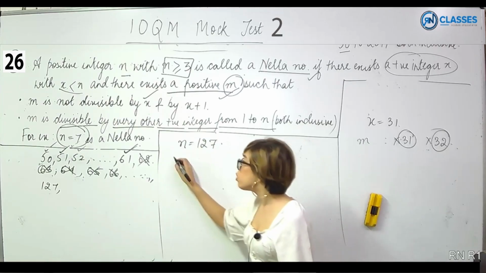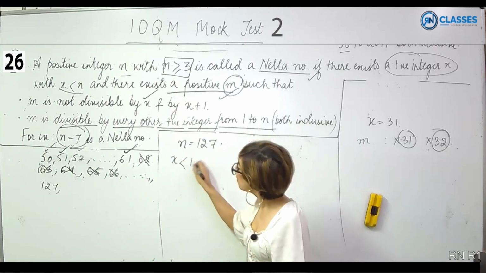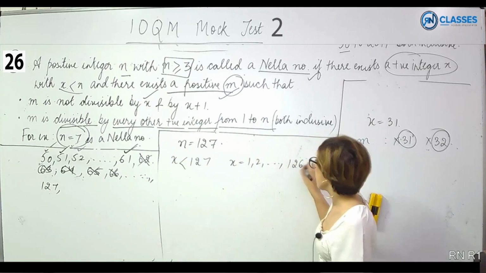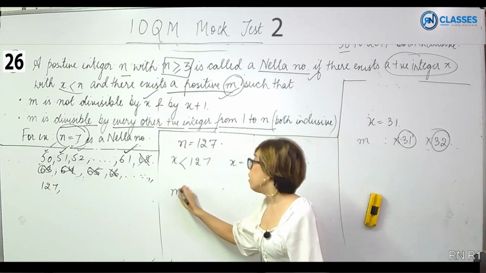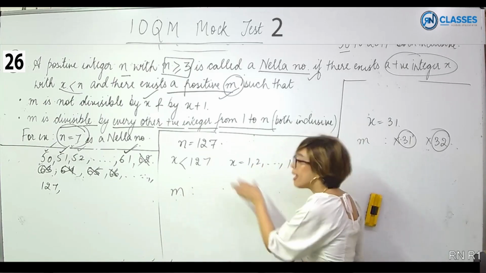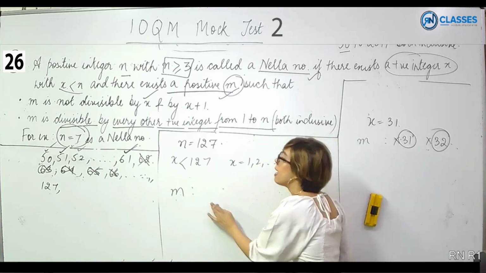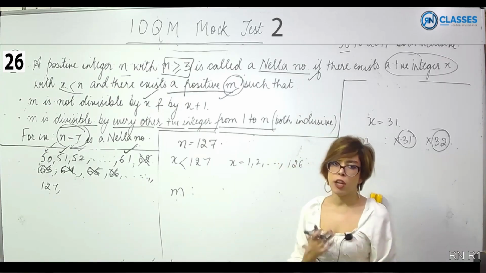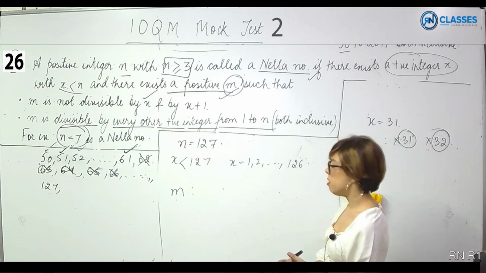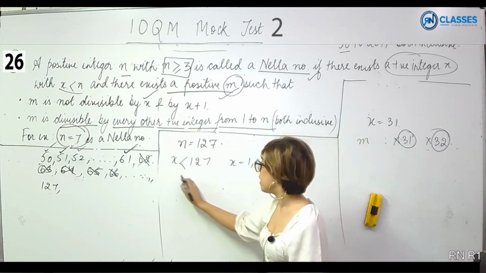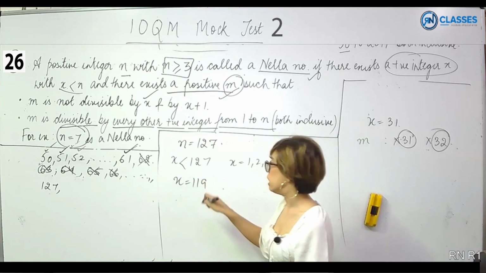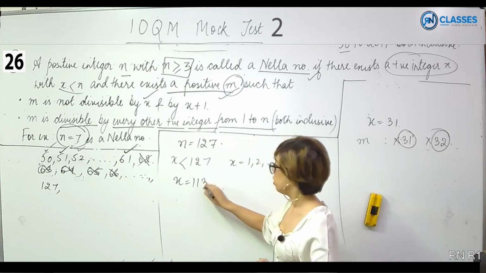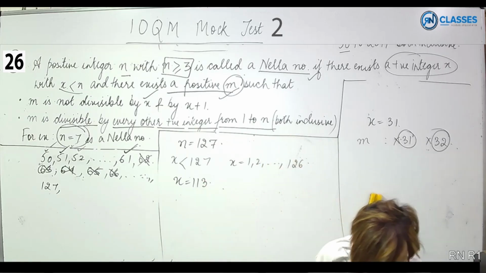That means I need to find an existence of x which is less than 127. That means x can be 1, 2, and so on till 126. And I need to find m which is not divisible by x and by x plus 1 but is divisible by every other. So let me look for my x. Obviously x I'll take to be a prime number. Let's see what happens. The first prime number that I can think of is 113. 113 is the prime number.